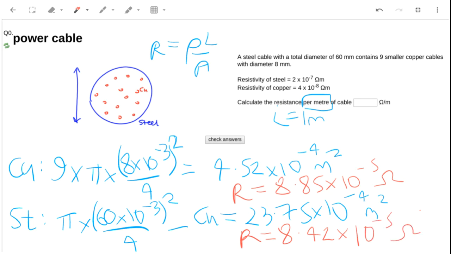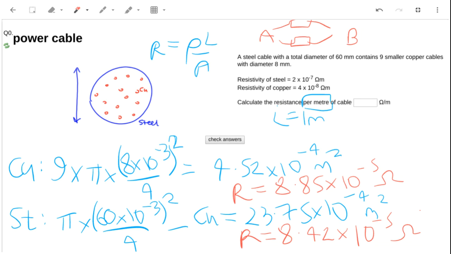Now, probably the trickiest bit is to think about the combined resistance. And these two wires essentially are in parallel from A to B, from one end of the cable to the other end. I've got a copper and I've got a steel resistor. So I'm using the parallel equation now.